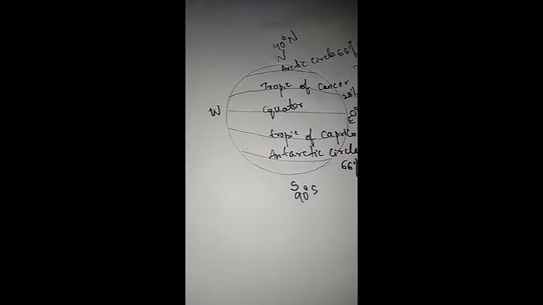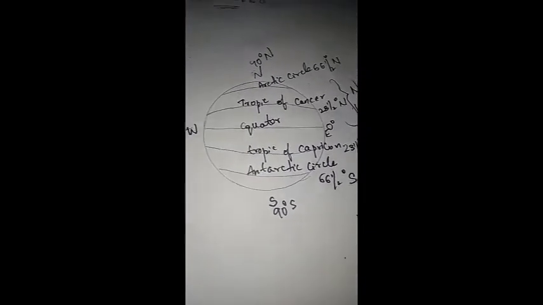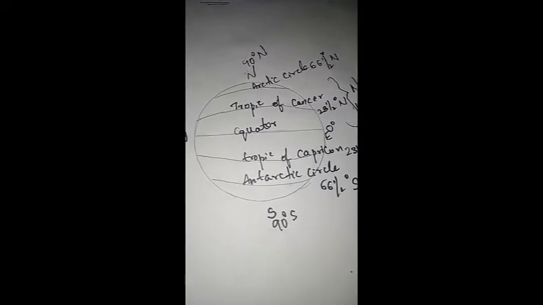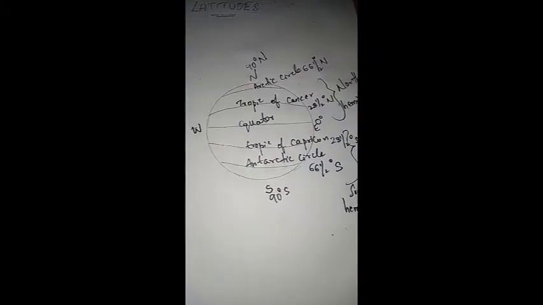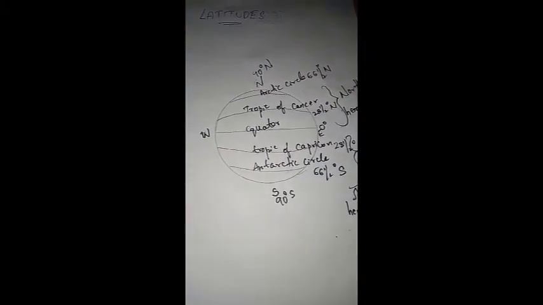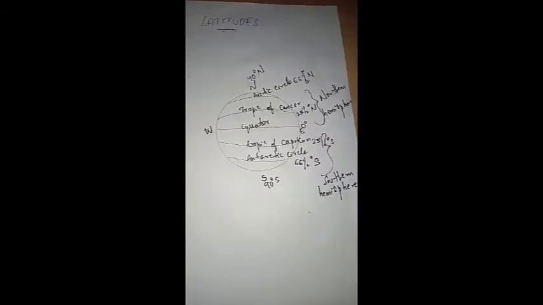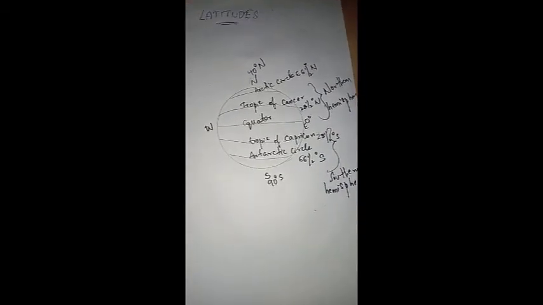Latitudes are also called parallels of latitude because the lines that run are parallel. You can see here all the lines are parallel to each other, so they are also called parallels of latitude. There are in total 181 latitudes on a globe.